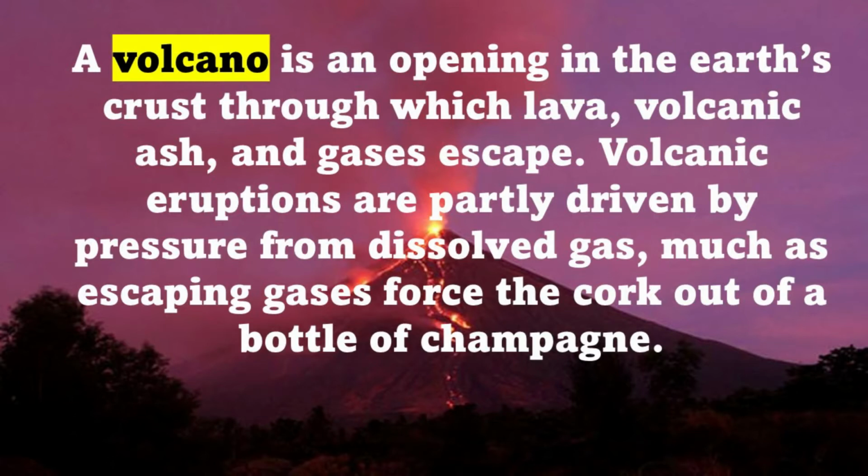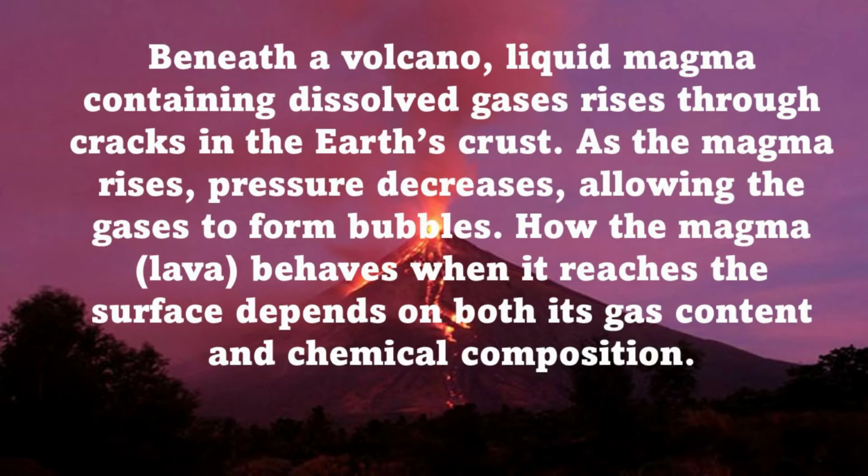Volcanic eruptions are partly driven by pressure from dissolved gas, much as escaping gases force the cork out of a bottle of champagne. Beneath a volcano, liquid magma containing dissolved gases rises through the cracks in the Earth's crust. As the magma rises, pressure decreases, allowing the gases to form bubbles. How the magma or the lava behaves when it reaches the surface depends on both its gas content and chemical composition.